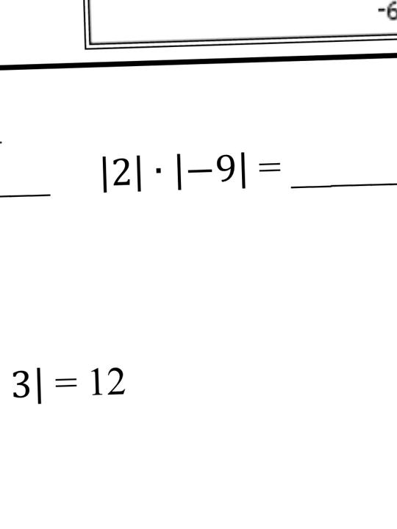2 times 9, and they're both in the absolute value. So this is 2. That's going to be 9. So the answer is 18.